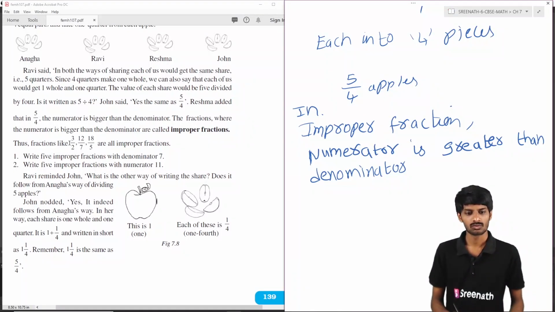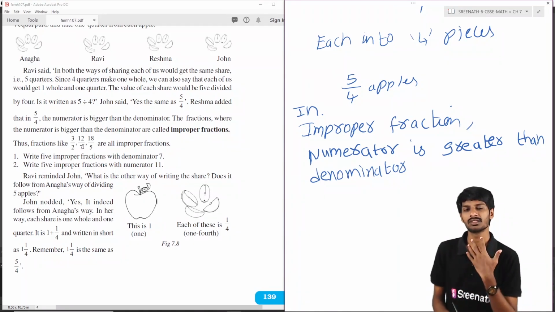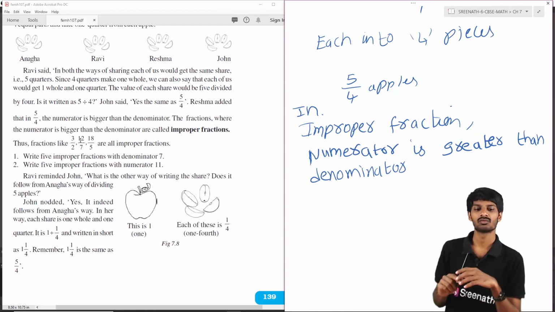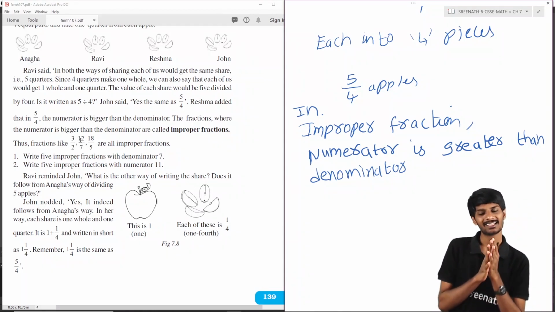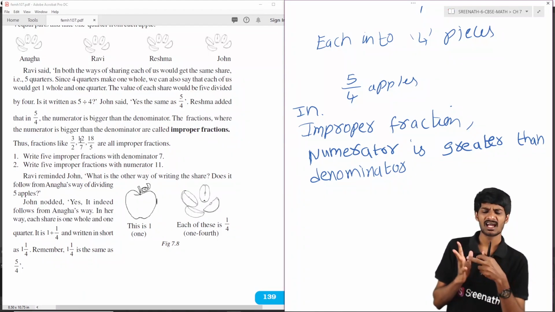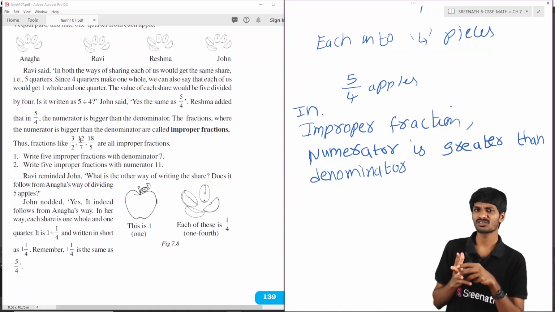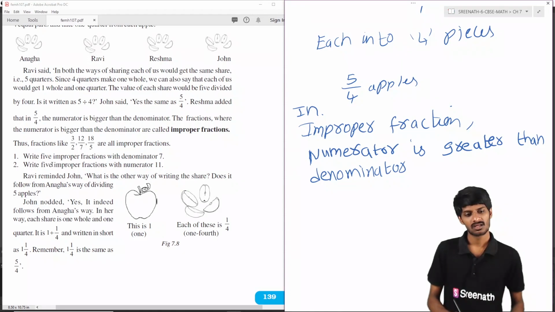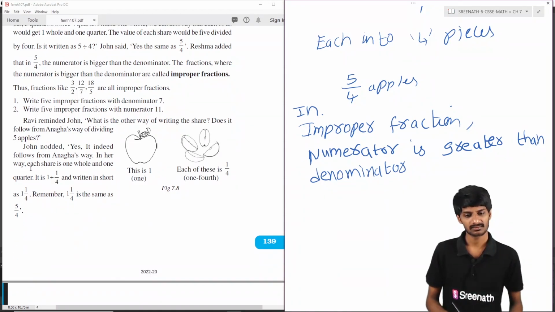So 3/2, whether it is a proper fraction or an improper fraction, students. Obviously 3 by 2 is an improper fraction. 12 by 7, what does it say? It is also an improper fraction. Why? The numerator is greater than the denominator. And 18 by 5 is also an improper fraction. So like that, students.